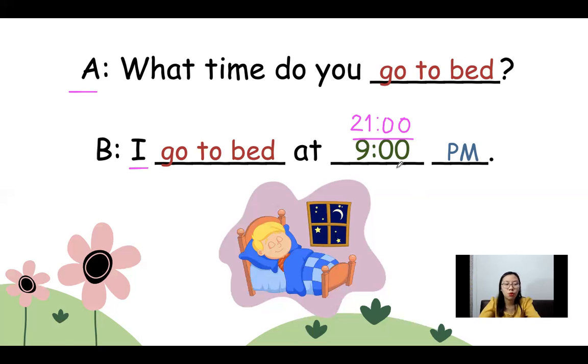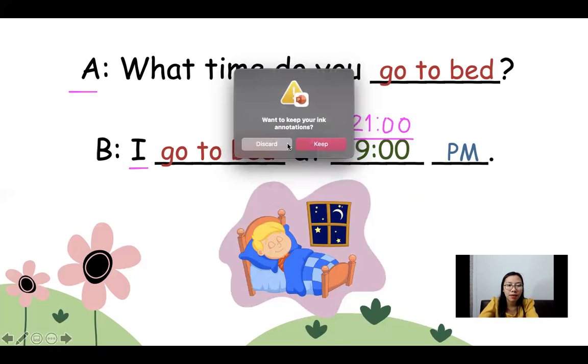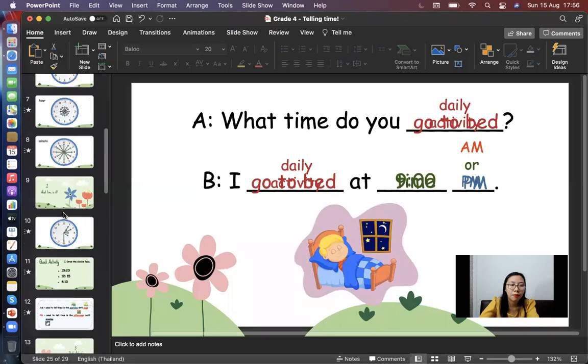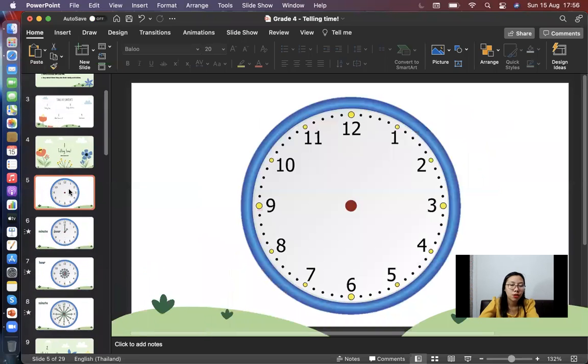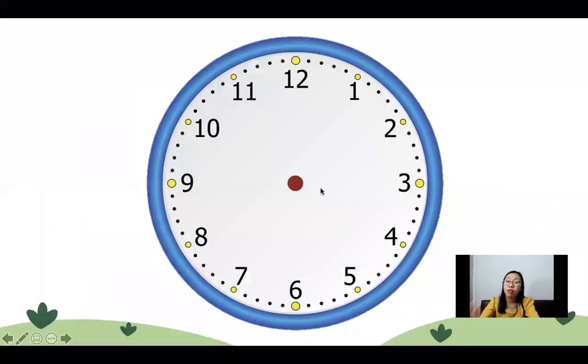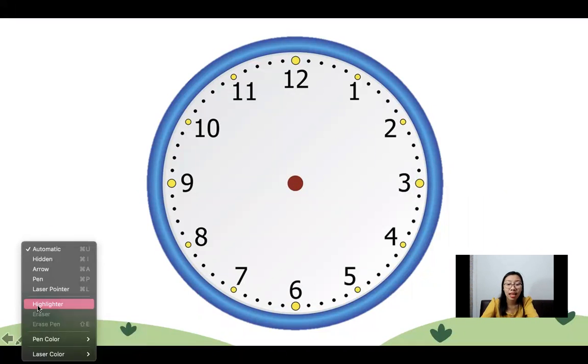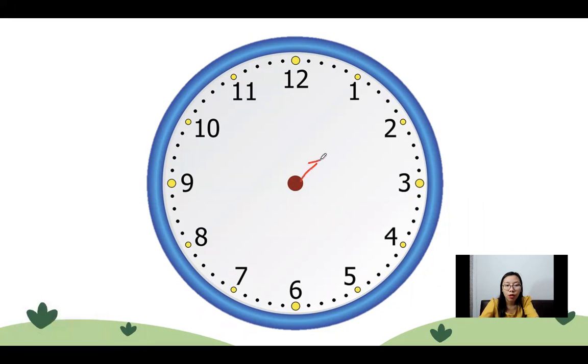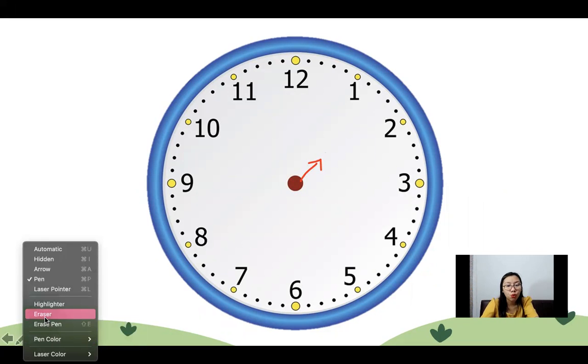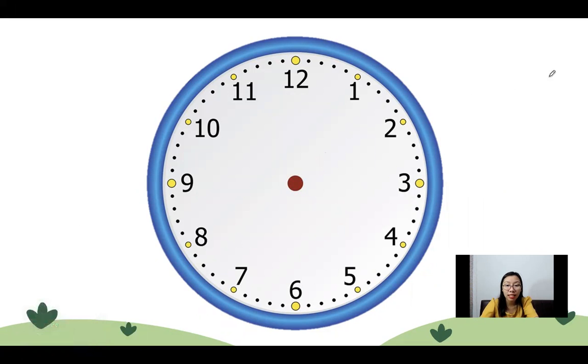Okay? So again, in telling time in English, you just need to remember the numbers. If the short hand points at 1, then we say 1. If the short hand points at 2, then we say 2. Okay, especially in the evening. The only difference is if it's AM or PM.